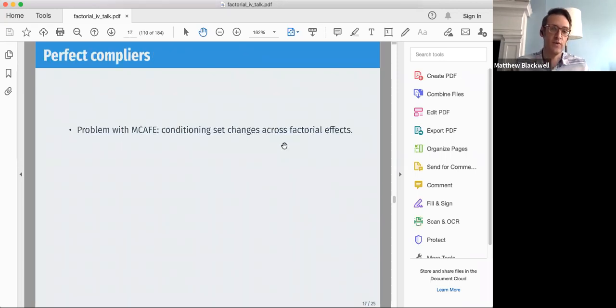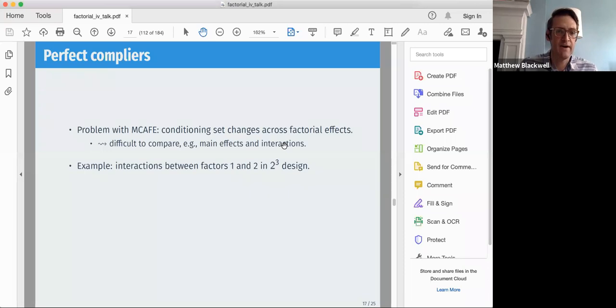So one more quantity of interest that we need to talk about. One problem with this MCAFE, or the marginalized complier effect, is that as you're changing the effects, going from main effect one, main effect two, the interactions, and so on, the conditioning set, the compliance group, is changing across those factorial effects because the active factor group is changing, right? That could make it difficult to compare things like main effects to interactions. Even if you're comparing two main effects of two different factors, you're talking about effects on two different subgroups of the two different strata.